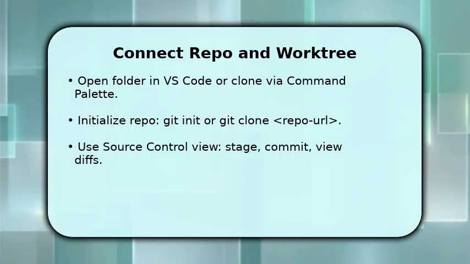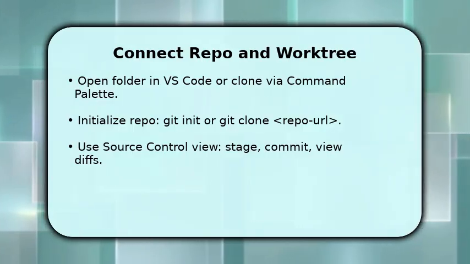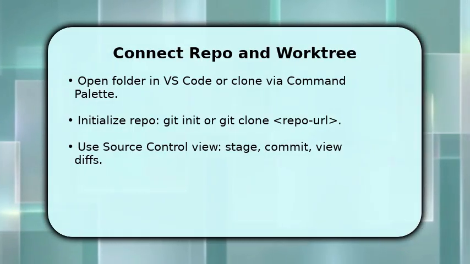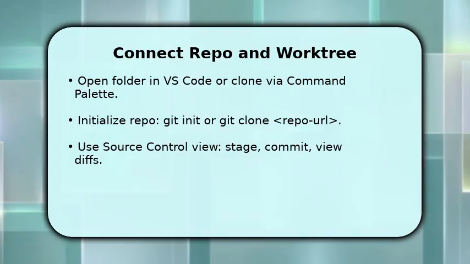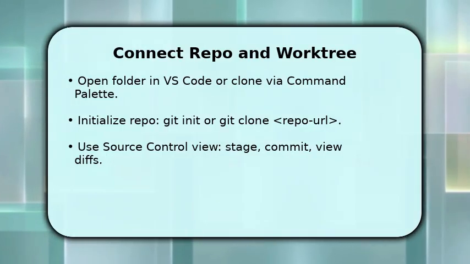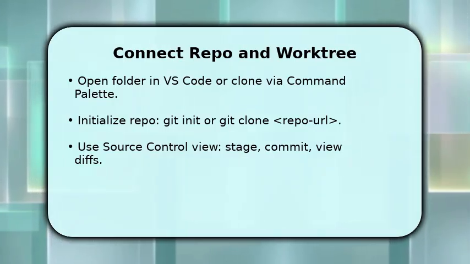If you prefer the terminal, run git add and git commit -m "message". VS Code will detect changes and show branch status, letting you create, check out, and merge branches with a few clicks.